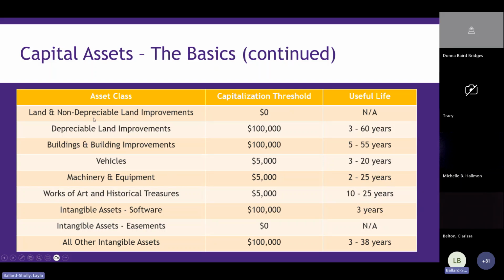So land and non-depreciable land improvements. Land would be all your parcels of real estate, includes right-of-way. Land is not depreciated. That's why this useful life is N/A. And we capitalize all land and all non-depreciable land improvements. So there's no threshold for that.